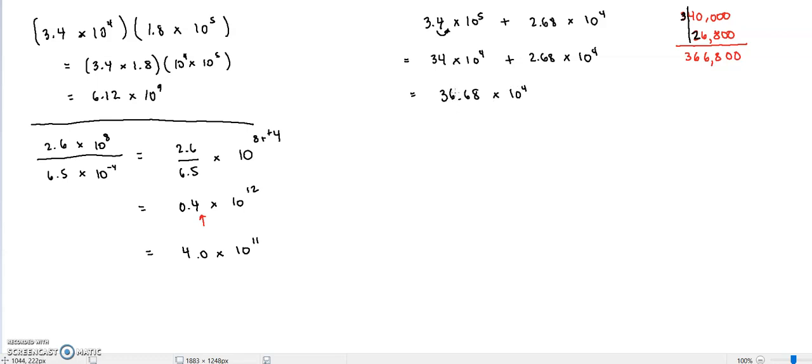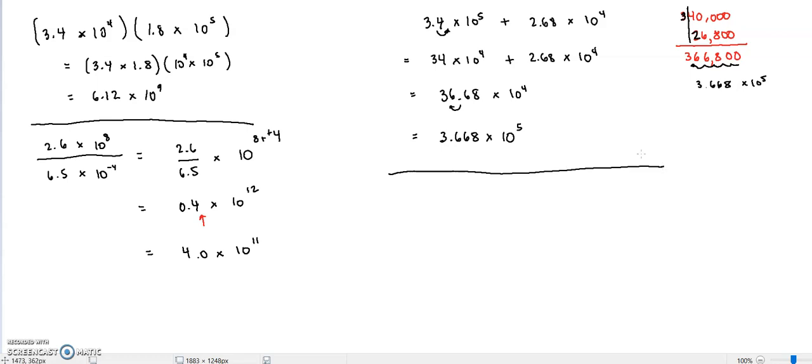And then what I might have to do is convert it back to the right place. So I need to move this decimal place back, and I get 3.668 times 10 to the 5th, because this was a bigger number going to a small number. And if you look here, 1, 2, 3, 4, 5, I got the same answer over here. Okay, so for addition or subtraction, you have to do something to the exponents to get them to the same place value. Then you can do the addition or subtraction. It doesn't matter if you go to the higher number or the lower number as long as they match.